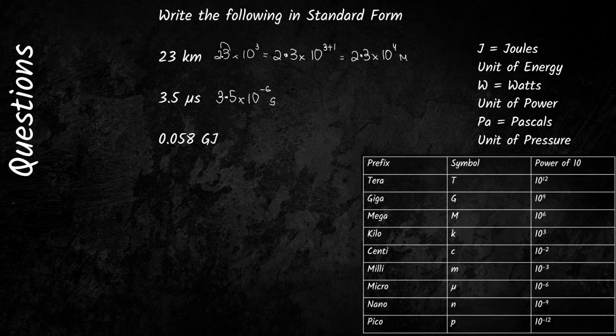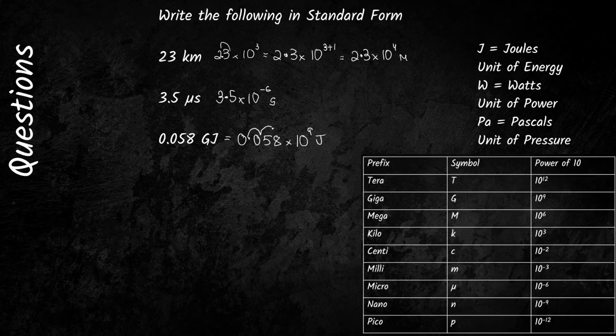You've got 0.058 gigajoules. Pause the video and solve it. Giga is 10 raised power 9, so we write 0.058 into 10 raised power 9 joules. Now again, we need to convert this to standard form. To do that, you need one non-zero digit to the left of the decimal place. Currently we don't have any, so we need to move the decimal place to the right, so that 5 falls to the left of the decimal place.